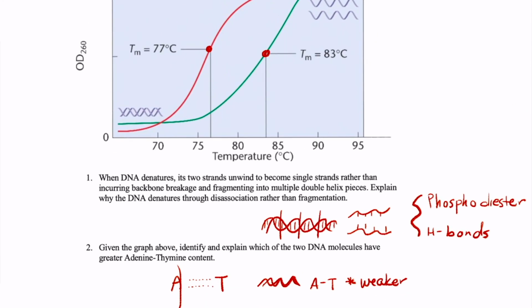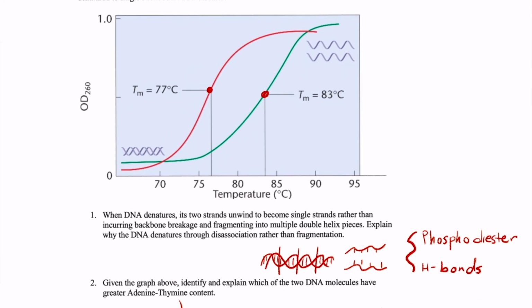Okay, so let's take a look at this graph and see if we can figure it out. Well, there's one way to do this. You can see that half of the red DNA is denatured at around, let's say, 76.5 degrees, while half of the green DNA is denatured at, let's say, 84 degrees, which means that the red DNA denatures at a much lower temperature than the green DNA. And what that means is it's probably weaker.